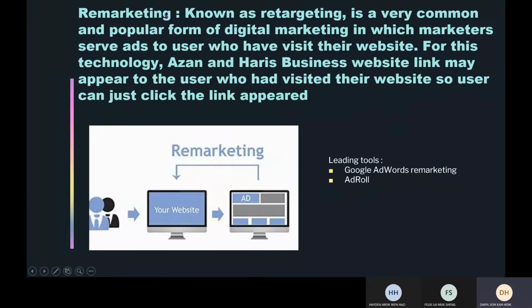The third one is remarketing, also known as retargeting. Sorry, this is a very common and popular form of digital marketing, in which marketers serve ads to users who have visited their website. For this technology, Azan and Haris' business website link may appear to the user who has visited their website. So the user can just click the link that appears. The leading tools for marketing are Google AdWords remarketing and AdRoll.